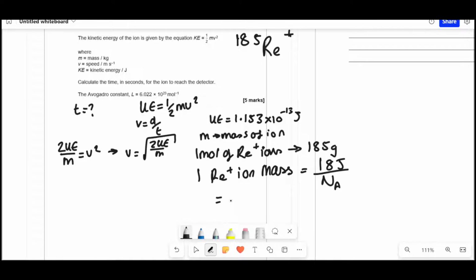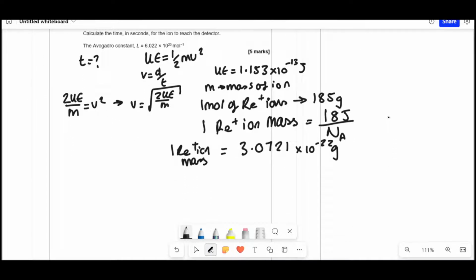So that's 185 divided by 6.022 times 10 to the 23, which gives you 3.0721 times 10 to the minus 22. But don't just calculate blindly. This is one Re+ ion mass, and this is in grams, because the unit is grams per mole for the periodic table stuff. So we need to convert that to kilograms, so you just divide it by 1,000. That's going to be 3.0721 times 10 to the minus 25 kilograms.